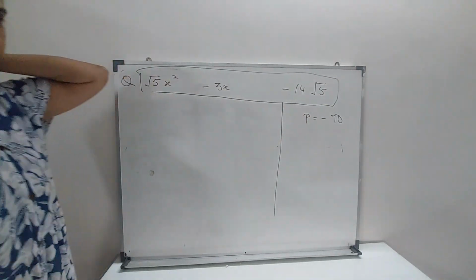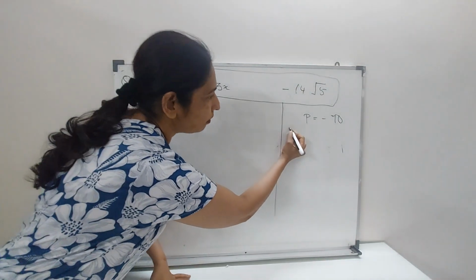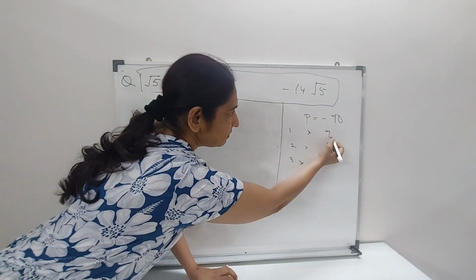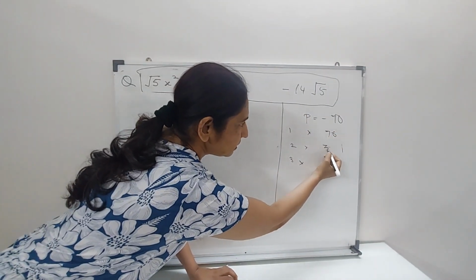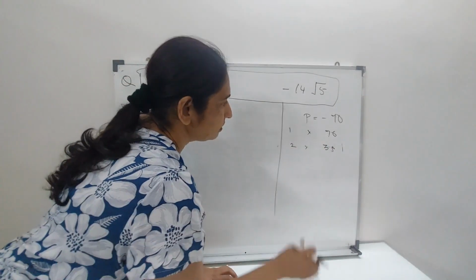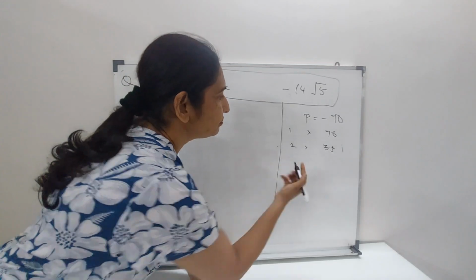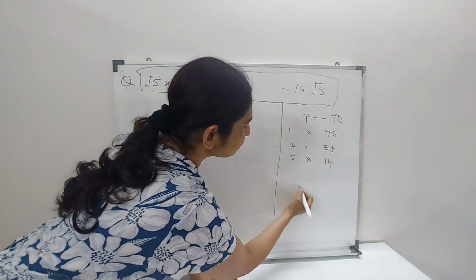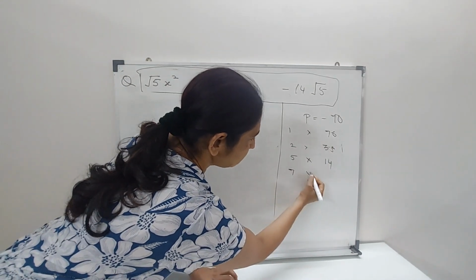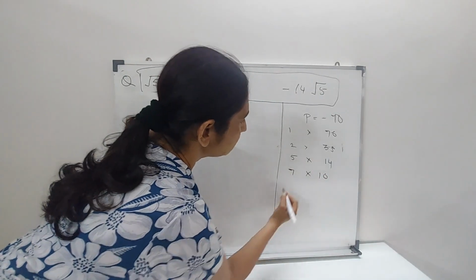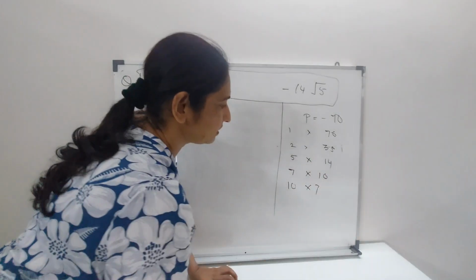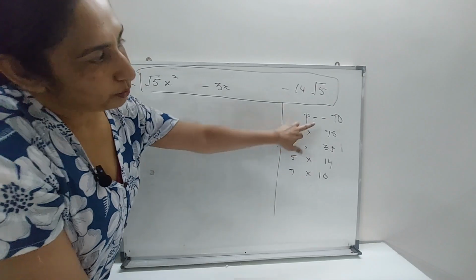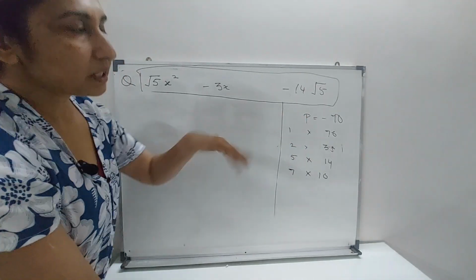Simple number factorization, starting from 1 into what, 2 into what, 3 into what, and so on. Let's see. 1 into 70, 2 into 35, 3 won't work, 4 won't work either, 5 into 14, 6 won't work, 7 into 10, 8, 9, 10 into 7. Okay, it is repeating, so I stop here. Okay, perfect. 4 combos which are giving me 70.